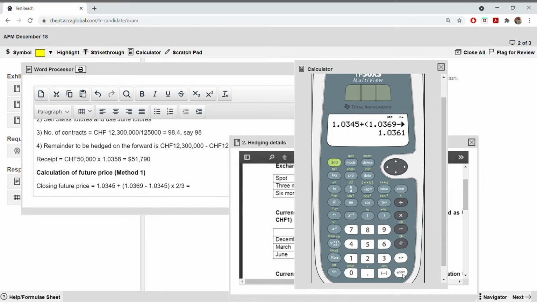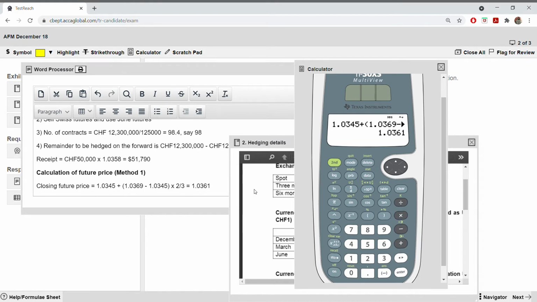So you will get the answer. Make sure that you put the bracket here. Okay, if you don't put the bracket, your answer will be totally wrong. It will not follow the order of operations then. Okay, so the correct answer is 1.0361 as shown on your calculator screen.